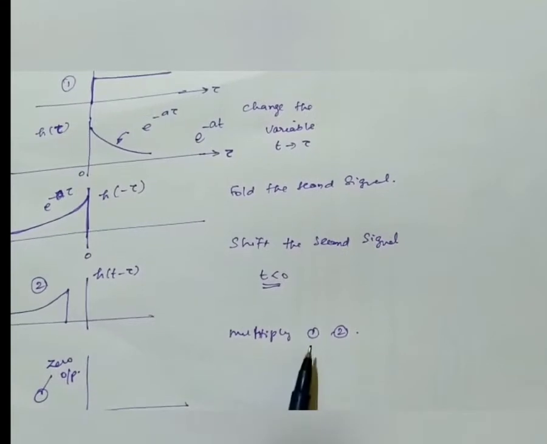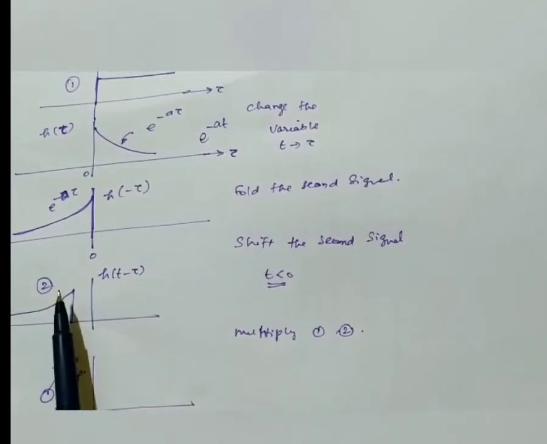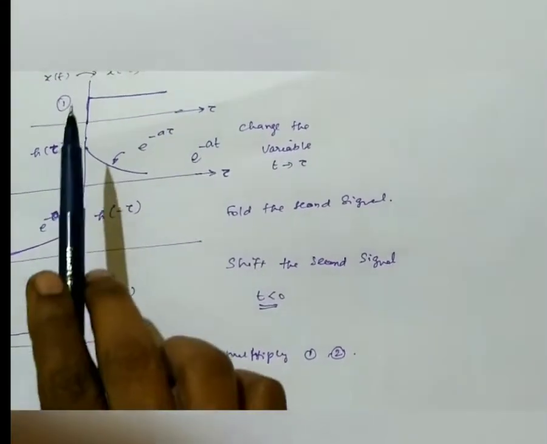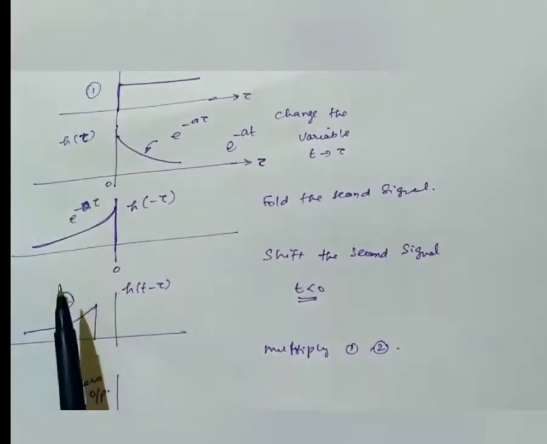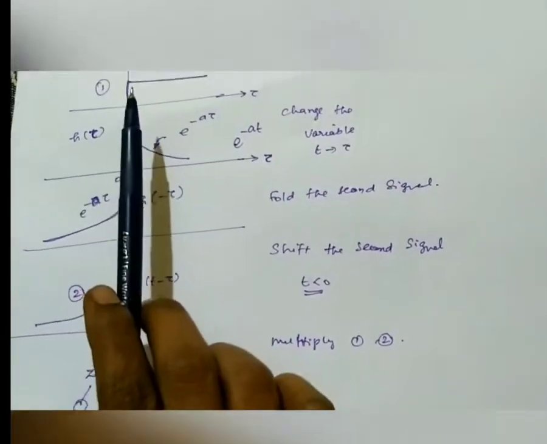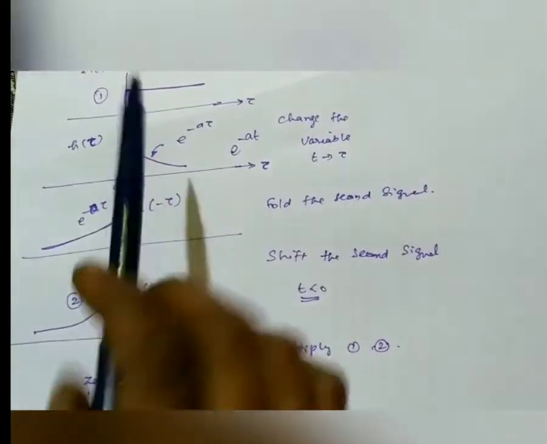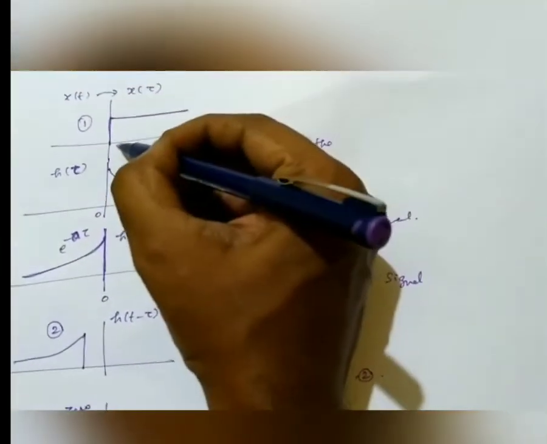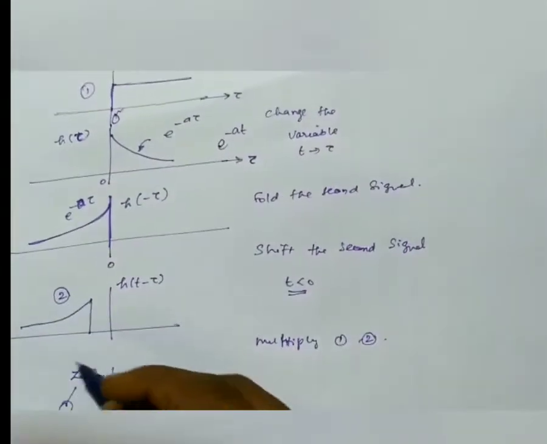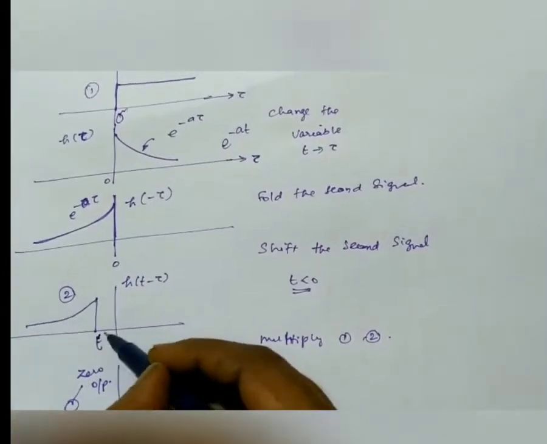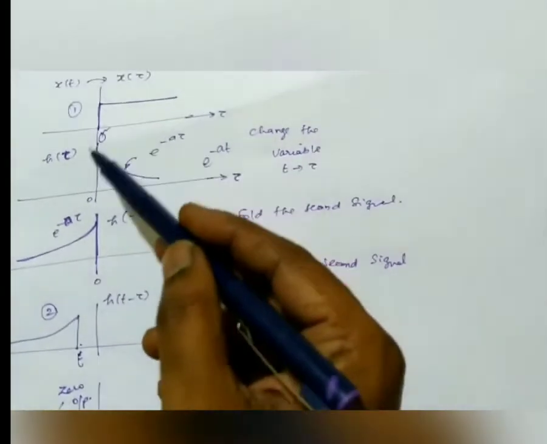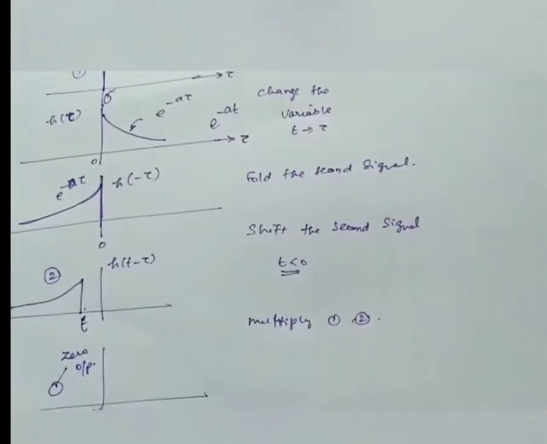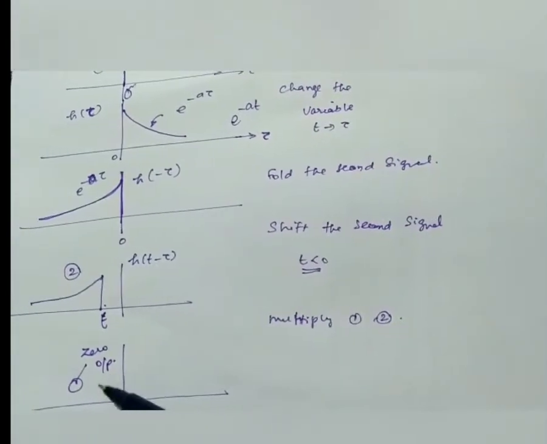And the fourth step is multiply signal 1 and 2. This is signal 2, the shifted signal. These two signals, the first signal and the second signal, you multiply. The first signal is available from 0, but the second signal is shifted, it is available from t. So it is present here and it is present here. Both are available in different places, so the output value is 0.